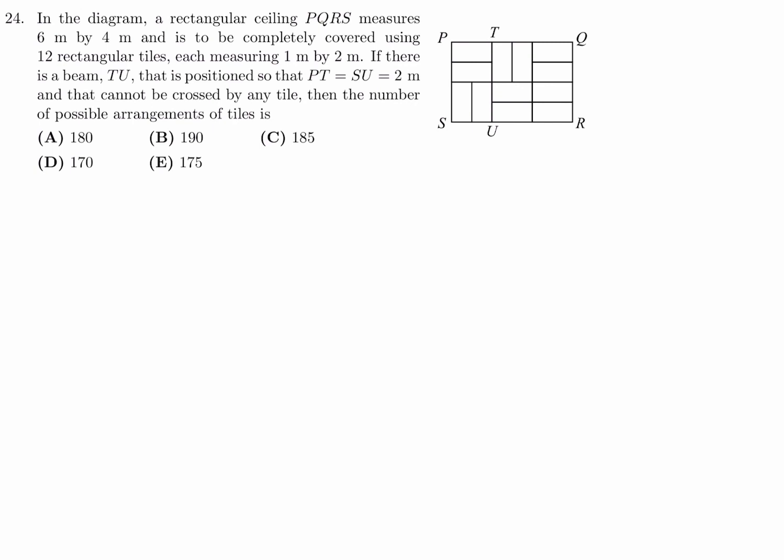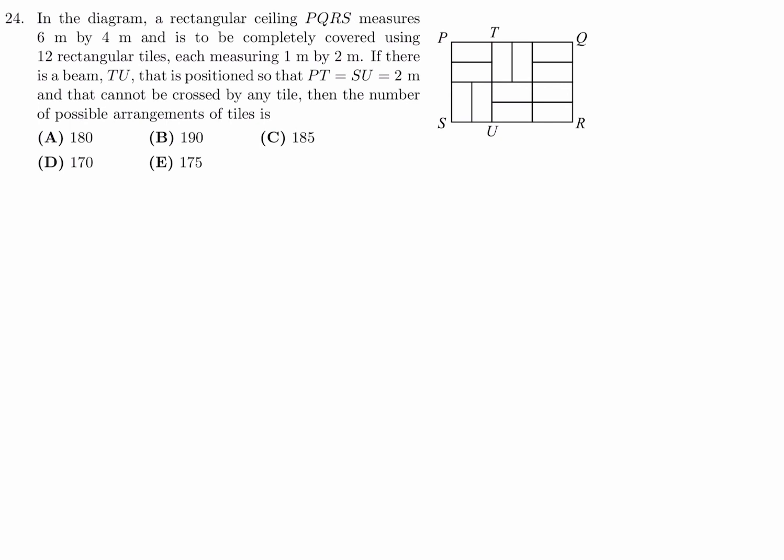In the diagram, a rectangular ceiling PQRS measures 6 by 4 and is to be completely covered using 12 rectangular tiles, each measuring 1 by 2. If there is a beam TU that is positioned so that PT is equal to SU equal to 2, and that cannot be crossed by any line, then the number of possible arrangements of tiles is.